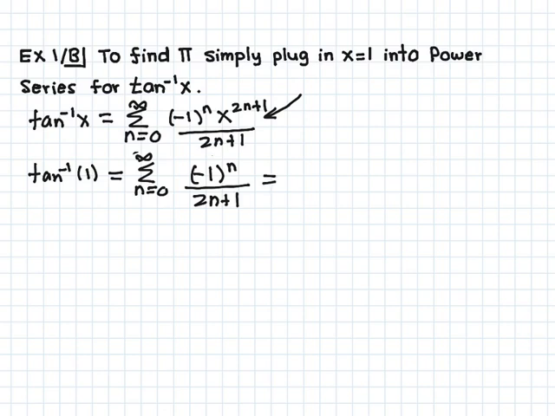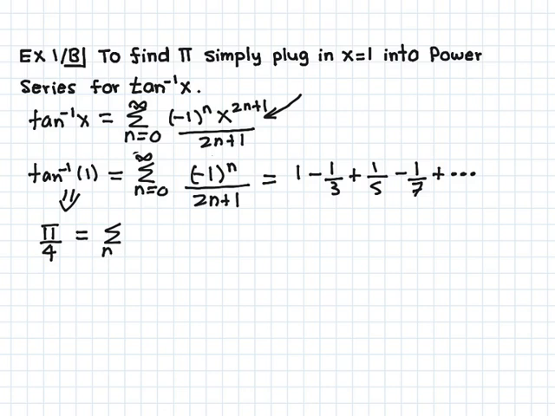Now if we expand this, plug in n equals 0, we get 1. Plug in n equals 1, we get negative 1/3. n equals 2, we get plus 1/5, minus 1/7, and so on. So what is arctangent of 1? What is the angle whose tangent is 1? That is pi over 4. Arctangent of 1 is equal to pi over 4. So pi over 4 is equal to the summation from n equals 0 to infinity of (-1)^n divided by 2n+1, which is 1 minus 1/3 plus 1/5 minus 1/7, and so on.